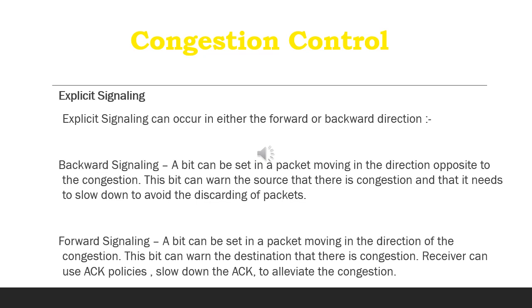Backward signaling: a bit can be set in a packet moving in the direction opposite to the congestion. This bit can warn the source that there is congestion and that it needs to slow down to avoid the discarding of packets. Forward signaling: a bit can be set in a packet moving in the direction of the congestion. This bit can warn the destination that there is congestion. The receiver can use acknowledgement policies, slowing down the acknowledgements to alleviate the congestion.